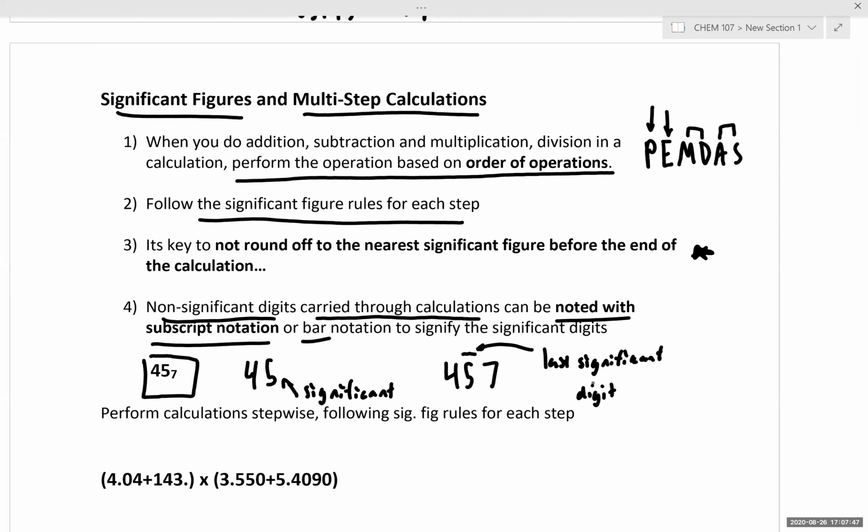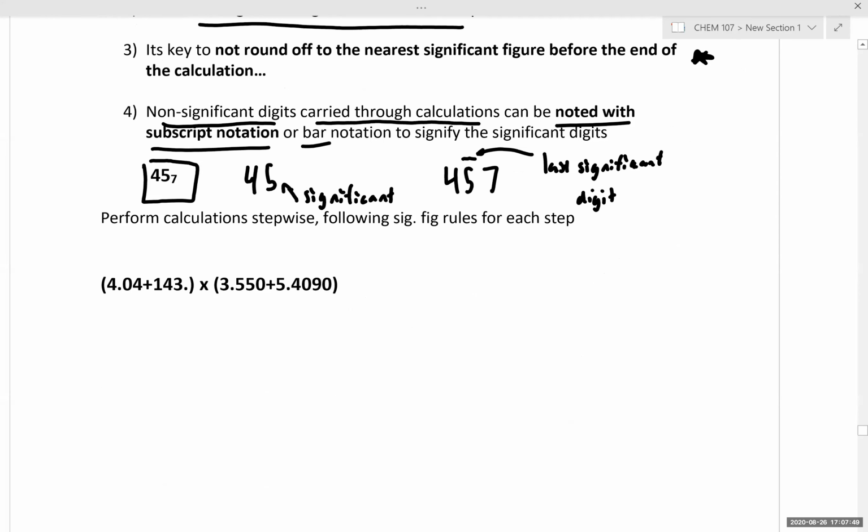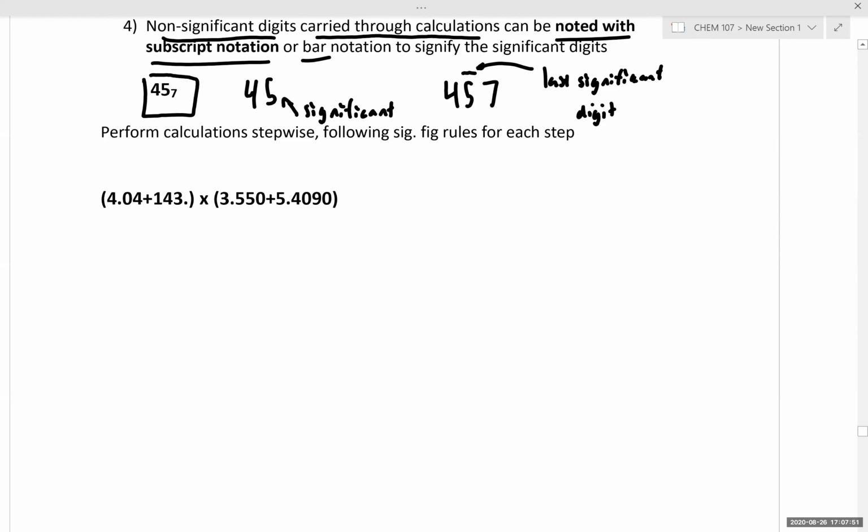Now, why is this important? Well, you're going to encounter multi-step calculations where you have to do a series of operations and you'll have to follow the sig-fig rules for each step. So let's look at this example, and this will be a nice refresher. First things first, we have two values in parentheses. So we'll do the addition operations first. I'm going to take 143 plus 4.04.